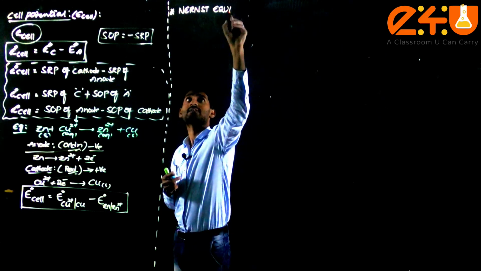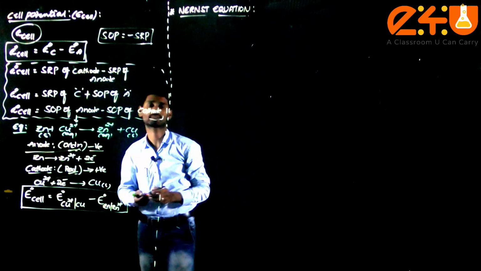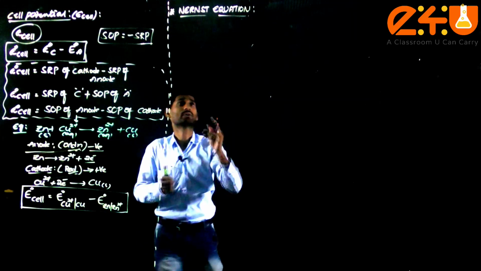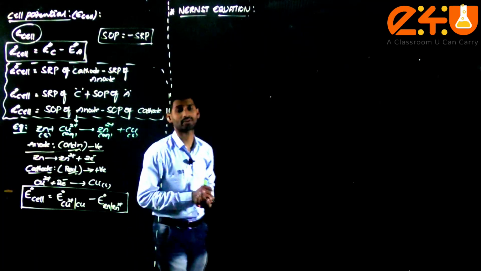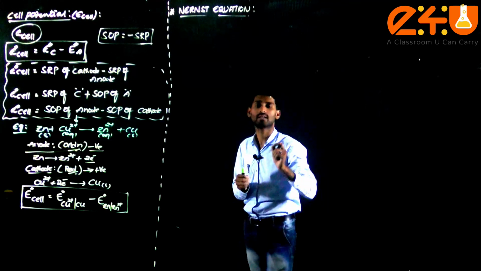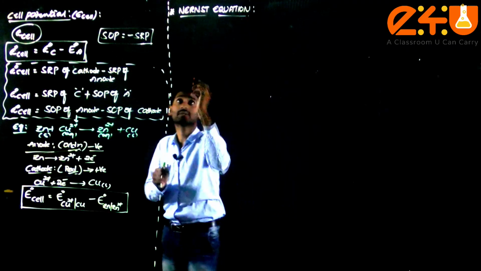The Nernst equation. What information does it give? It gives the information about E naught cell, that is, the standard reduction potential, versus the concentration of the electrolytic solution, or the concentration of the electrolytes.